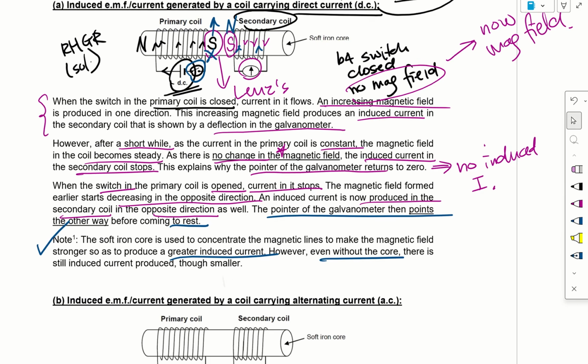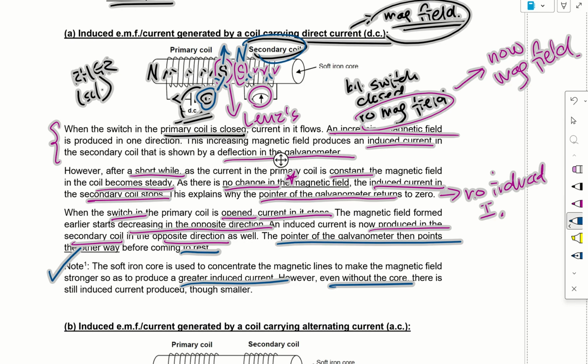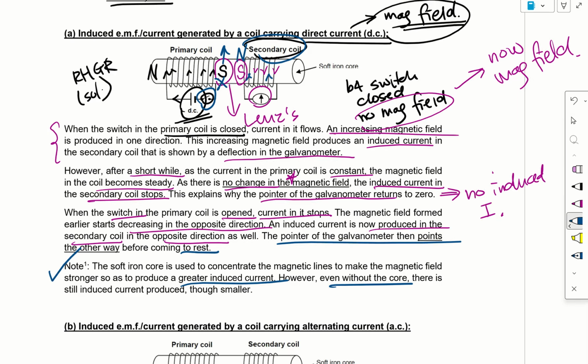So how can I make sure that there will be a continuous induced current in the secondary coil? I can have someone open and close the switch continuously, so as to create a magnetic field, and when I open the switch, no magnetic field, so that the secondary coil will experience a changing magnetic field. But of course, this is not practical.